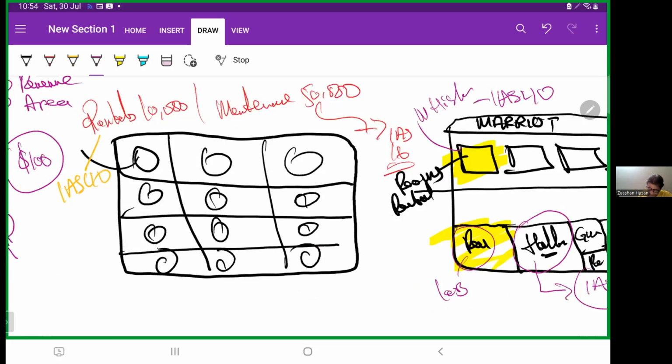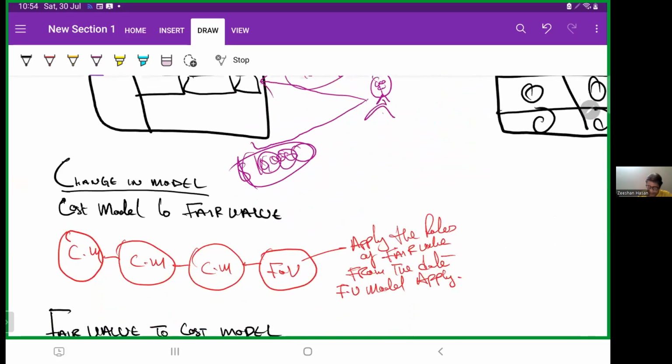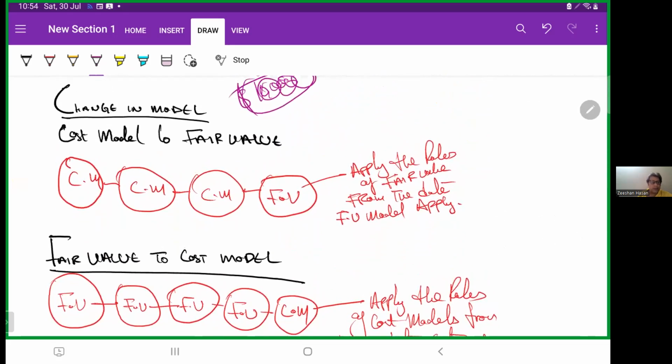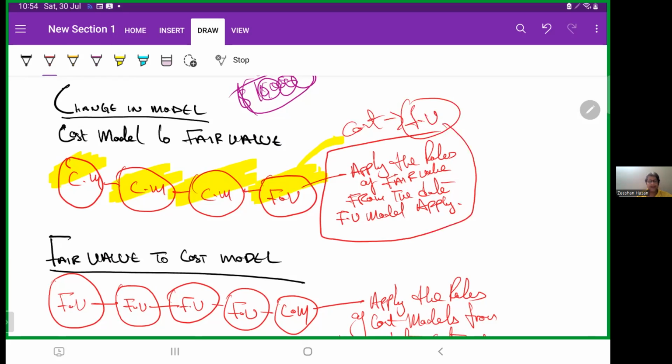Okay, so far, so good. Change in model. For example, earlier they were using the cost model and then they shifted to the fair value model. For example, they were using the cost model over here, and then on this day they shift to fair value. So on that day when they shift to the fair value model, the fair value at this date will be the cost now, and from now on they will apply the fair value rules.